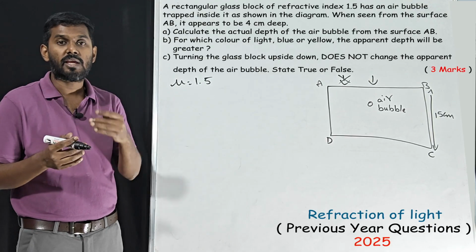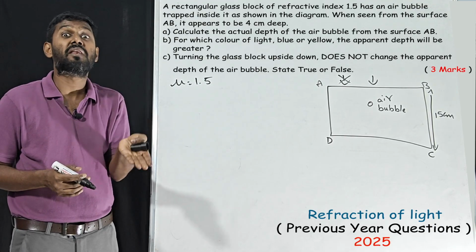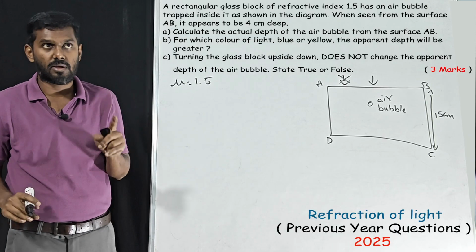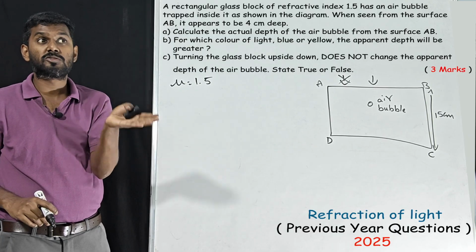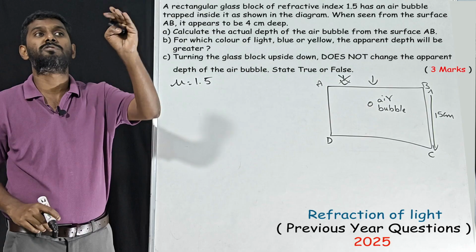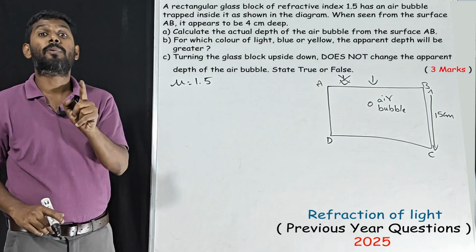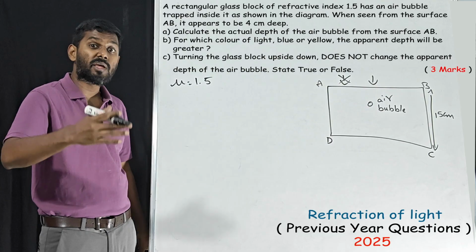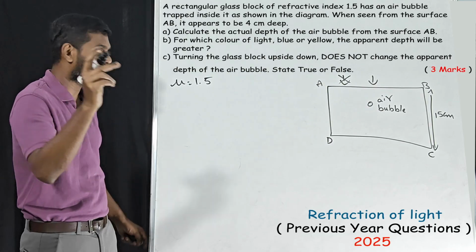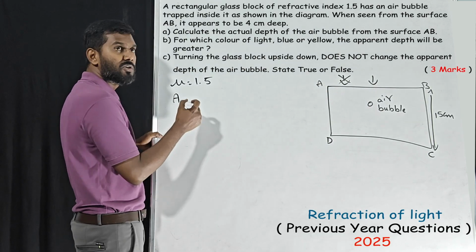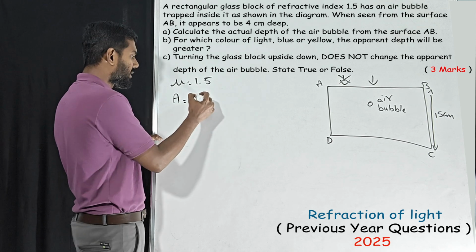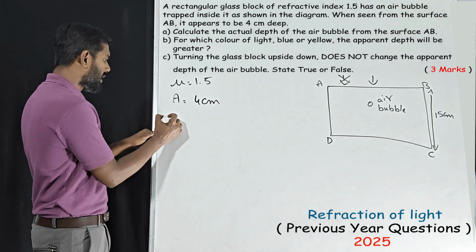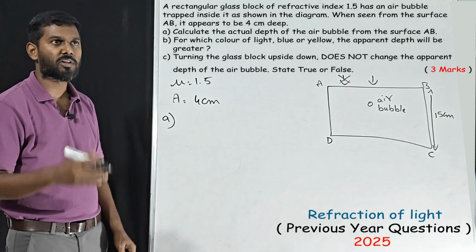If they mention appears to be raised 4 cm, appears to be raised means it is shift. They have not mentioned appears to be raised. Appears to be 4 cm means it is apparent depth. Appears to be 4 cm, apparent depth. Appears to be raised, it is shift. That difference you should know. So appears to be 4 cm, so this is apparent depth. Now these are the given data. Now we'll go for the question.